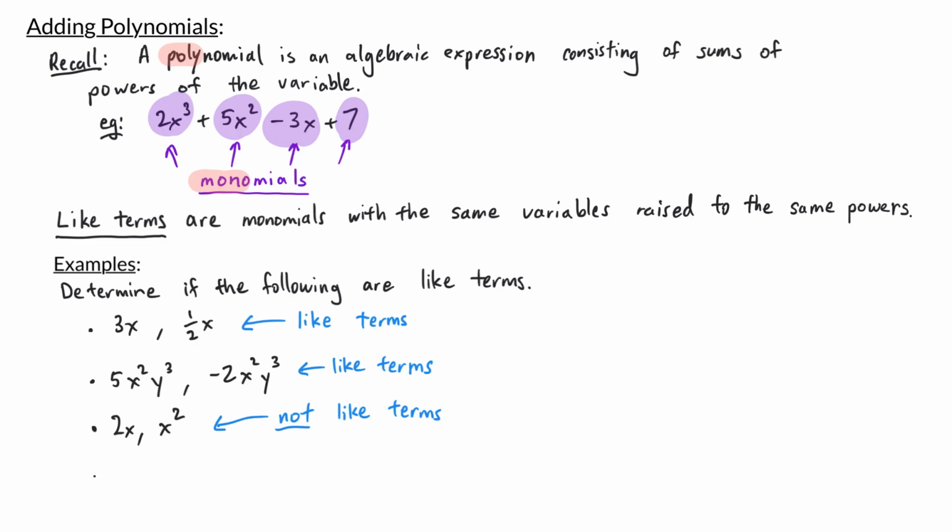Let's look at one last example. Let's say we have 4x cubed and negative 4y cubed. Again, these monomials are not like terms. Although the variables are both raised to the third power, in the first monomial we have the variable x, and in our second monomial we have the variable y. Since they have different variables, these are not like terms. Now that we have a sense of what like terms are, we're ready to add polynomials.